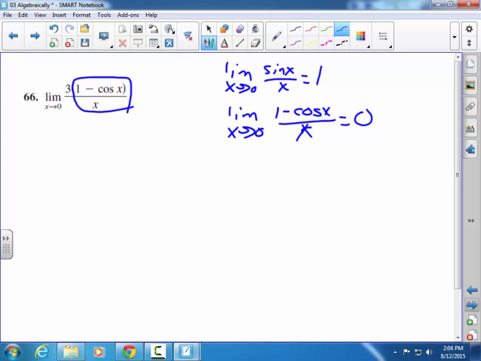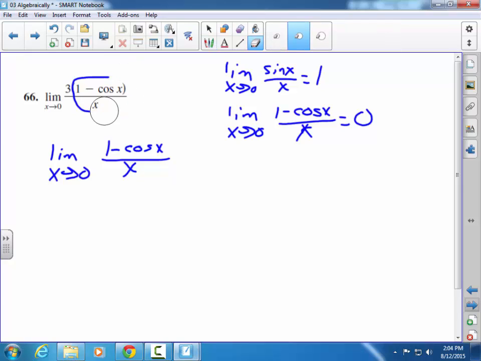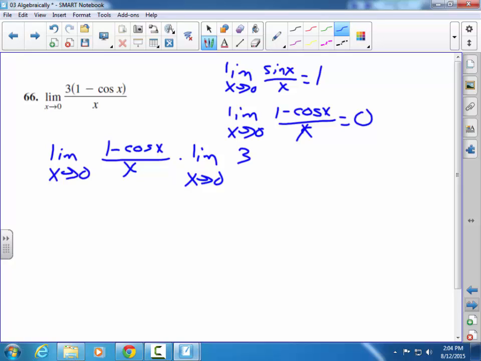Because this limit, if this were our problem, 1 minus cosine x over x, that limit is just 0. We're accepting on faith what somebody said a while ago. Well, how does this 3 change it any? Tell me what's happening between the 3 and the 1 minus cosine x over x right now? We're being multiplied, right? So does it make sense that if we take this limit and multiply it by this limit, we should get the right answer? I mean, we're just multiplying two things there.